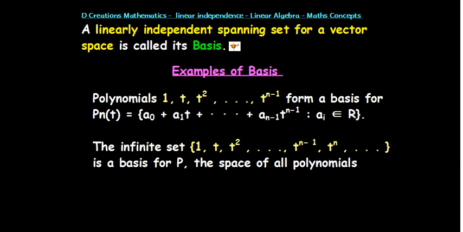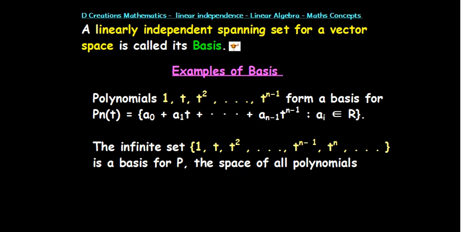What about a vector space of polynomials? So, let us consider a vector space of polynomials up to degree n such that you can write any polynomial as a0 plus a1t plus dot dot dot plus an minus 1 t raised to n minus 1. And all of them are basically real. So, here the polynomials 1, t, t square, etc. up to t raised to n minus 1 form a basis.